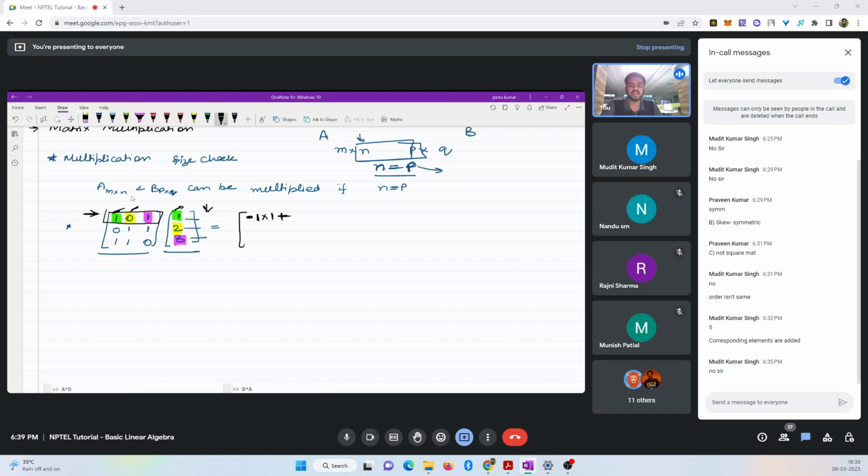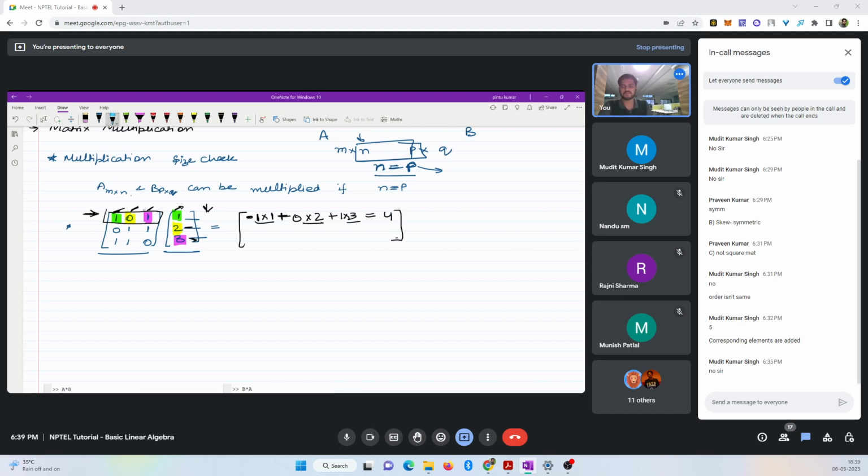Then we take the second entry and multiply it with the second entry. So this is 0 into 2. Then we take the third entry and multiply it with the third entry. That is 1 into 3. What did we get? 1 plus 0 plus 3. So this is 4.